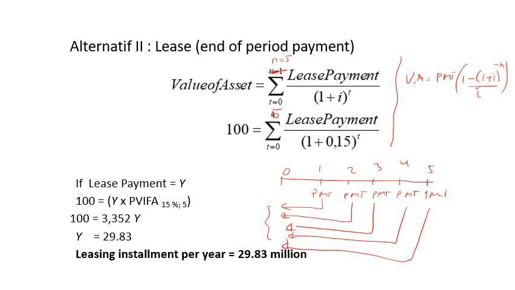Now, here is the Y again, lease payment as the Y. This is where the PVIFA comes from. Here i is 15% and n is 5. Then it will give us 3.352. So the payment is 29.83 million.